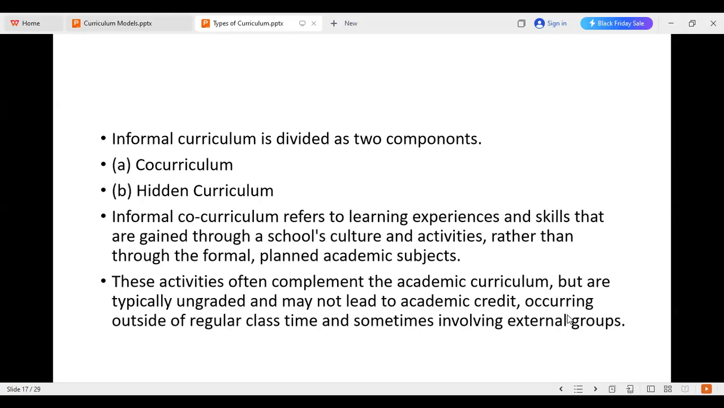Because the co-curricular activities support or complement the formal curriculum. These activities often complement the academic curriculum but are typically ungraded and may not lead to academic credit, occurring outside of regular class time and sometimes involving external groups.